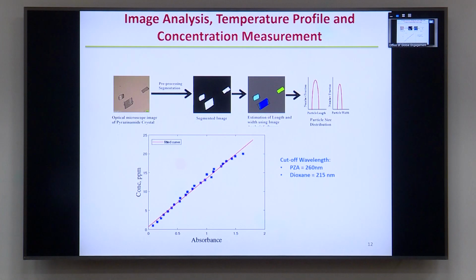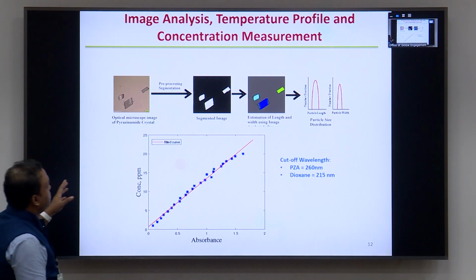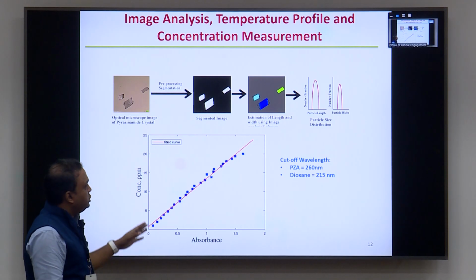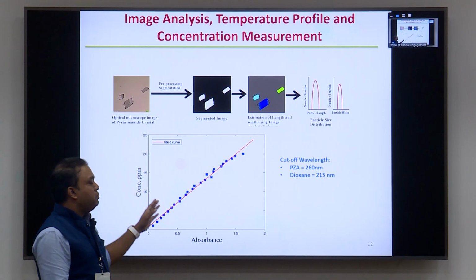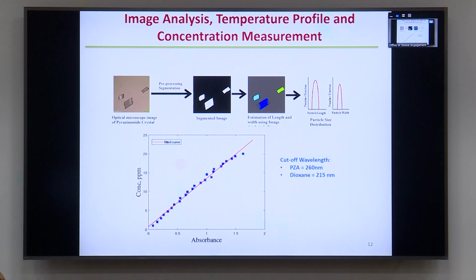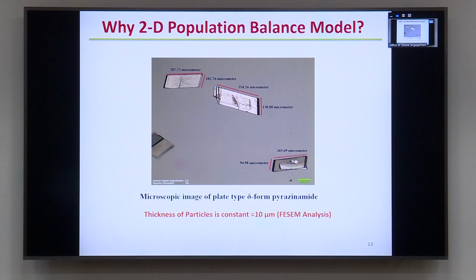For model design, we need a size distribution. The size distribution is obtained by image analysis, and the concentration measurement is done by UV spectrophotometer, for which this is the calibration curve. Now, coming to the modeling part, we have done a multidimensional model. When we say multidimensional, it means the particles have different dimensions. For our case, we have 2 dimensions.